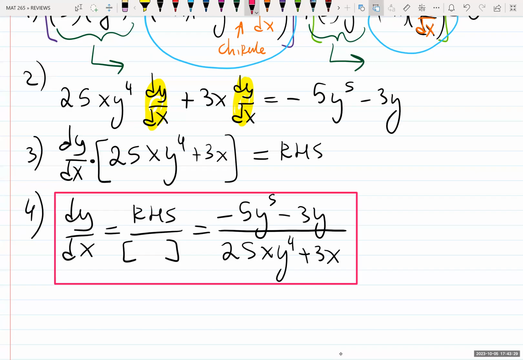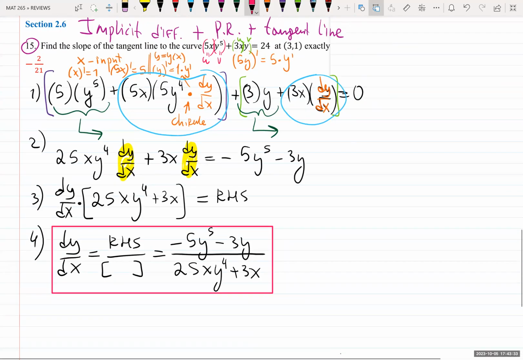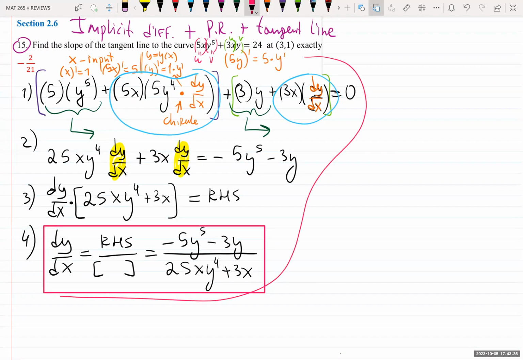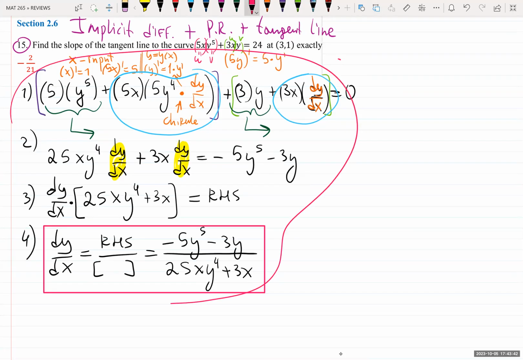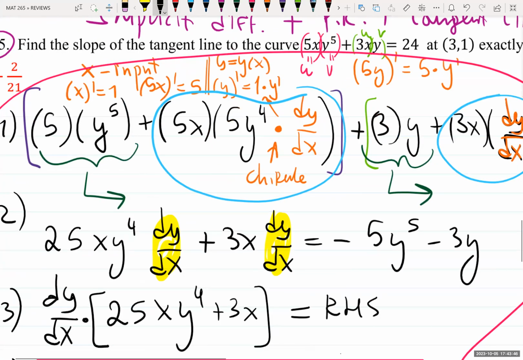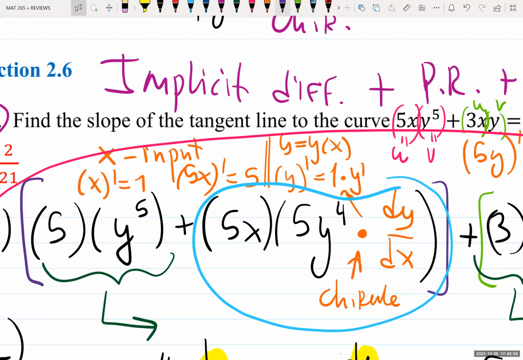That's the answer. But this problem has more steps. So let me color code it. This part, steps 1, 2, 3, 4, was implicit differentiation. Why are we doing this? They ask us to find the slope of the tangent line. Oh, let's find the equation of the tangent line. So I can review the formula.